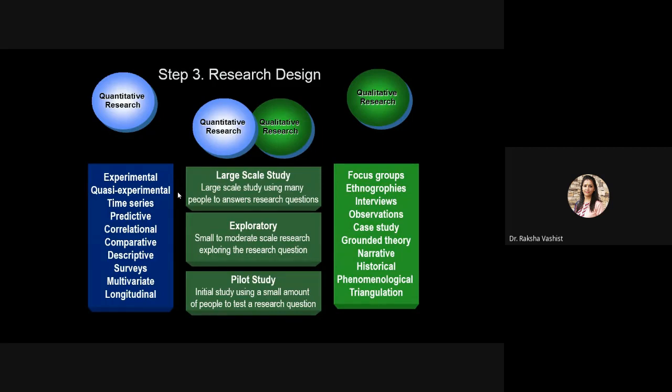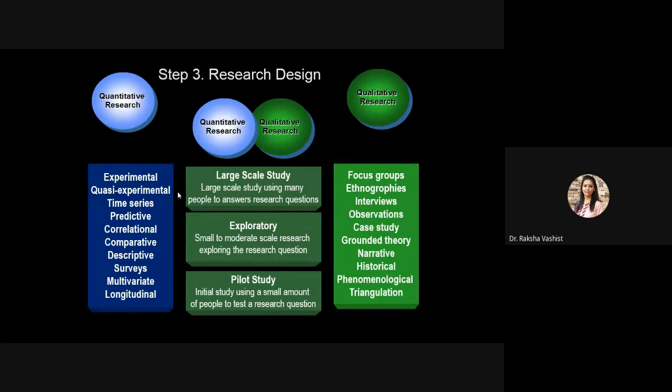All right. So for quantitative research, we use different types of research designs, like experimental research design and quasi-experimental research design. Experimental research design is basically based on the hit and trial method. Then quasi-experimental, time series, correlational, comparative.